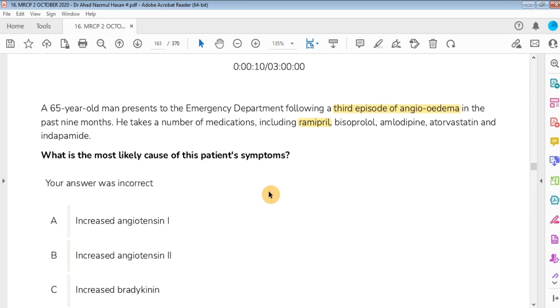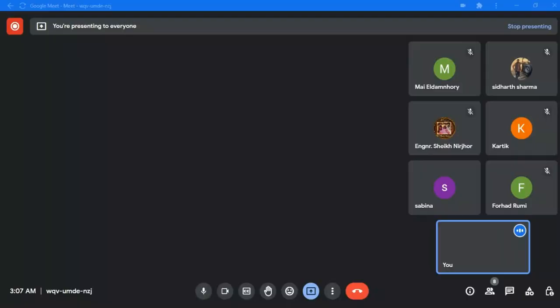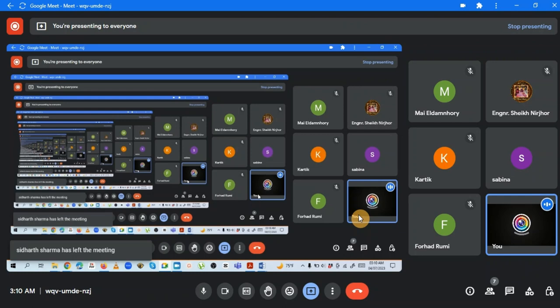So this patient is being treated with an ACE inhibitor, and the patient has come up with the features of angioedema. So can anyone tell me why this angioedema occurs in the case of ACE inhibitors, not in the case of ARBs? RAS system, bradykinin.